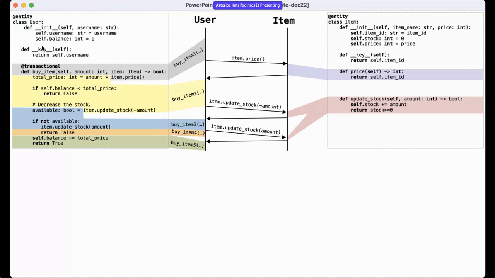The third thing is that, by convention, everything that you declare as an attribute on the object, in this case, for example, the username and the balance, or the stock and the price, is going to be considered checkpointable state that the Dataflow system is going to checkpoint for you without asking.